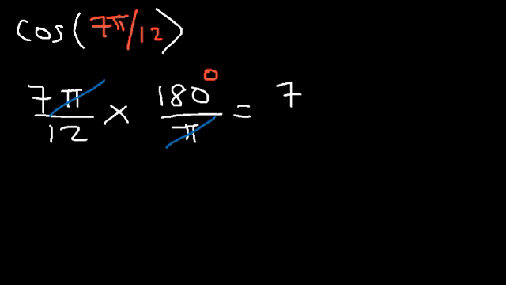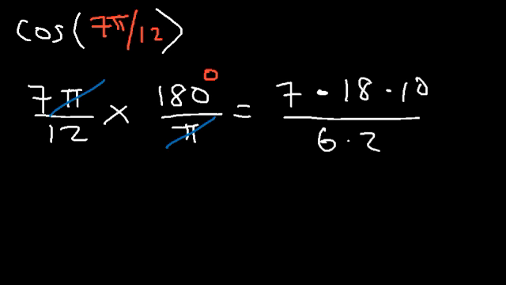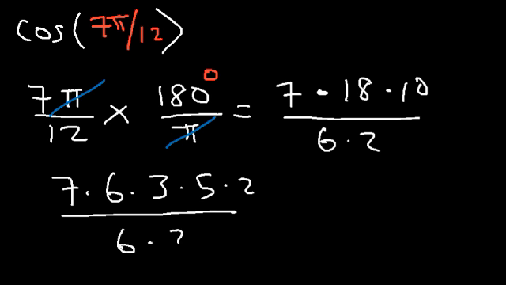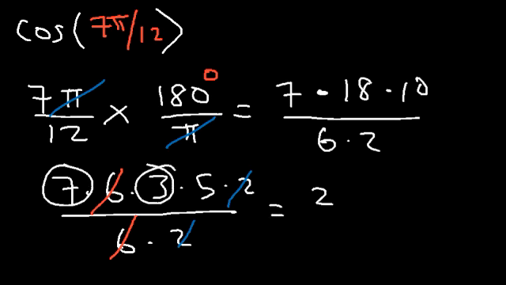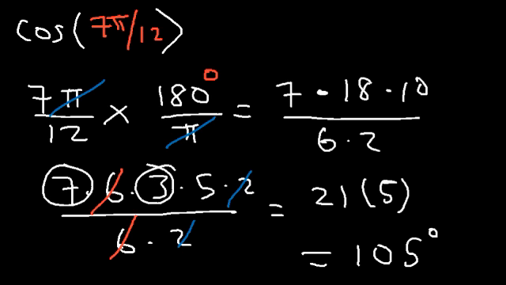So what's 7 times 180 divided by 12? If you don't have a calculator, here's what you want to do. Let's break up 180 into 18 times 10, and 12 is 6 times 2. 18 is 6 times 3. 10 is 5 times 2. And we could cancel a 6 and a 2. 7 times 3 is 21. And 21 times 5: 20 times 5 is 100, 1 times 5 is 5. So this is about 105 degrees.